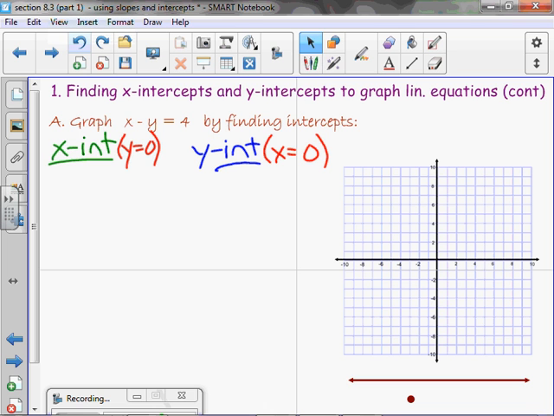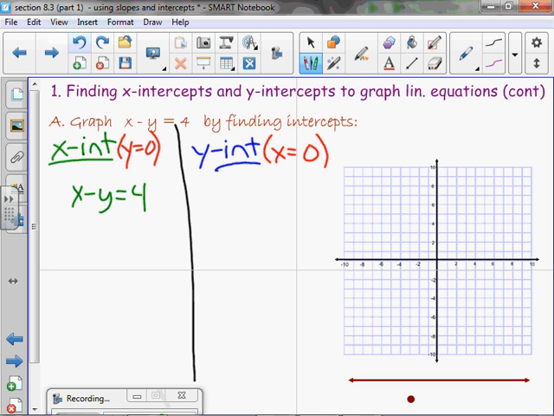I start with my equation again. X minus y equals 4. And instead of my y, I'm going to just separate these. Instead of my y, I know that I'm going to put a 0. Everything else stays the same, so I get x minus 0 equals 4. Well, that's just x equals 4. That was easy.